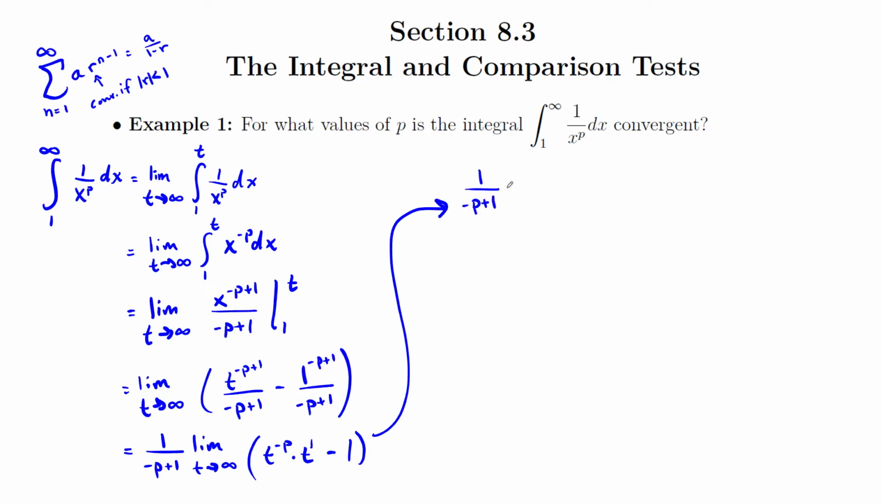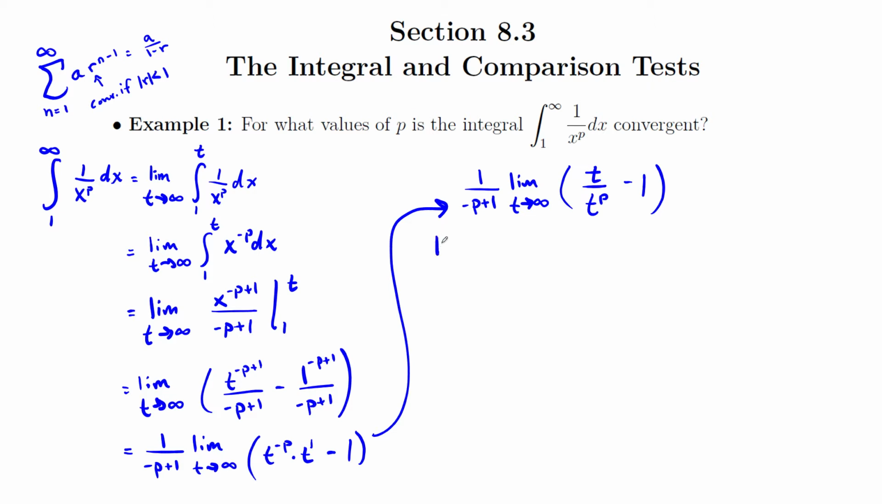And so lastly here, what I would say is this is 1 over negative p plus 1, and the limit as t goes to infinity, and this is t divided by t to the p, right? Because we bring the t to the negative p down and make the exponent positive. Now, the whole question here is, would you agree, if this p here is bigger or smaller than 1, right?